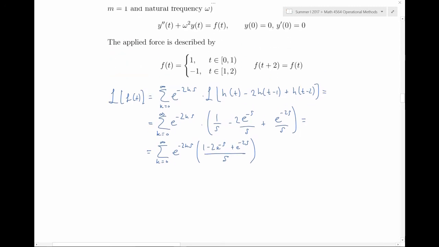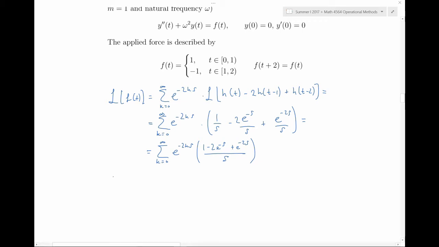You can also find the Laplace transform of a single period of this function by just performing integration from 0 to 2 of the function f of t multiplied by e to the minus st, and I can guarantee you're going to get the same result.